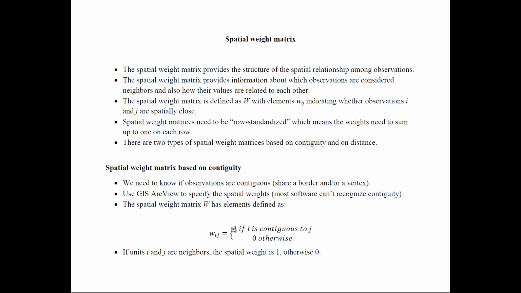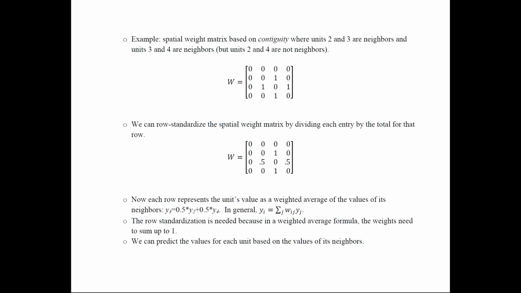w_ij would be equal to 1 if i is contiguous to j and 0 otherwise. So if units i and j are neighbors, the spatial weight would be equal to 1, and otherwise 0. So let's consider an example here. The spatial weight matrix based on contiguity would have, and I'm making this up, suppose that units 2 and 3 are neighbors and units 3 and 4 are neighbors. But units 2 and 4 are not neighbors, and 1 is not a neighbor of anyone.